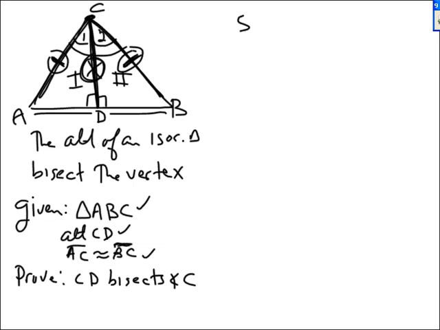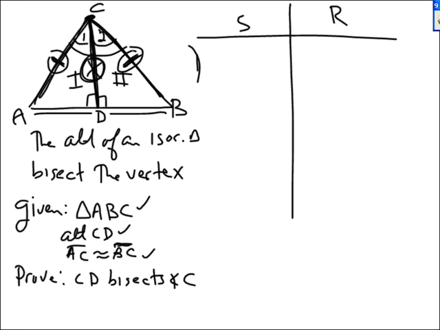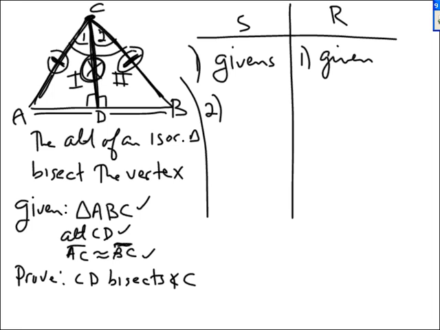And now that we know how we're going to proceed, we write it up. So we have what they gave us, call it the givens. And the reason is it was given. And now in particular, in the givens, we're saying that AC and BC are congruent.